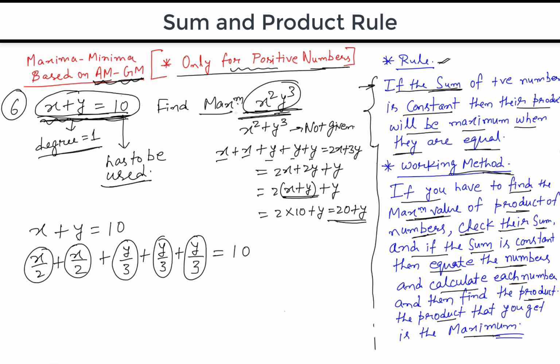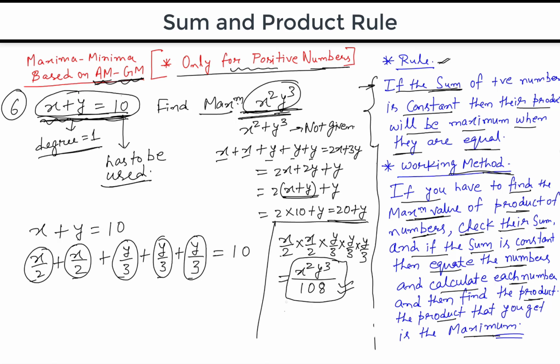I repeat, we have to find the maximum value of this product. Just check one thing: if you multiply these 5 items, what will you get? You will get x by 2 into x by 2 into y by 3 into y by 3 into y by 3. Right? What do you get? You get x square y cube divided by 2 into 2, 4, 3 into 3 into 3, that is 27, 108. This is the value that you will get. So by multiplying by 108, you will get the maximum value of x square y cube.